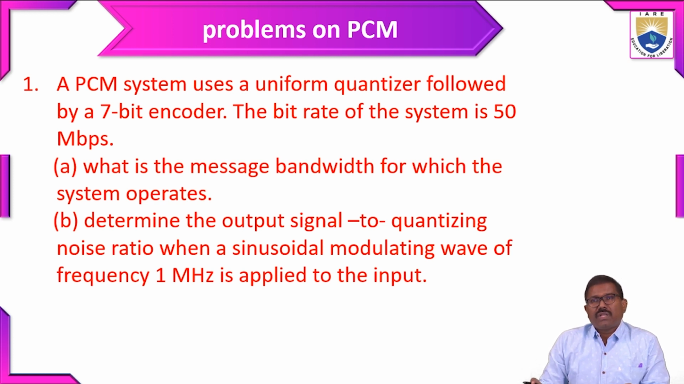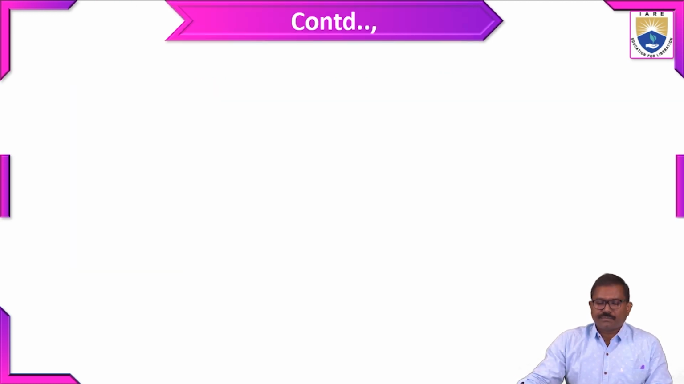Quantizers come in two varieties, uniform and non-uniform. In this problem they use the uniform quantizer, the bit rate is 50 megabits per second, and the encoder is 7-bit. Using this data, we are going to find the message bandwidth and determine the output SNR. Let us start solving the problem.